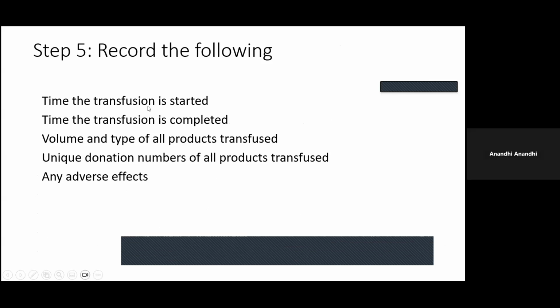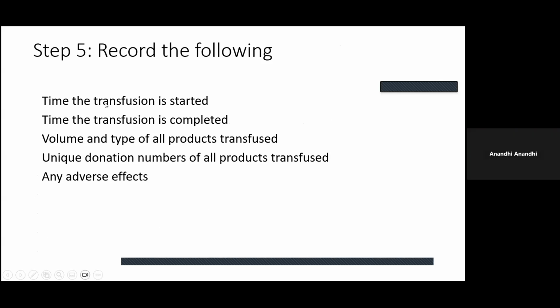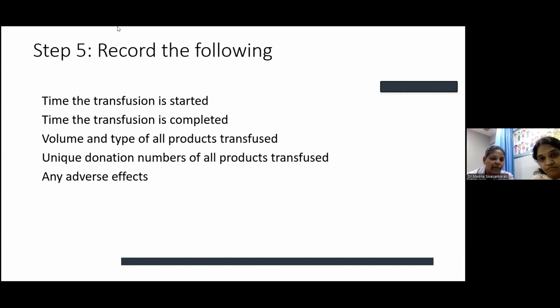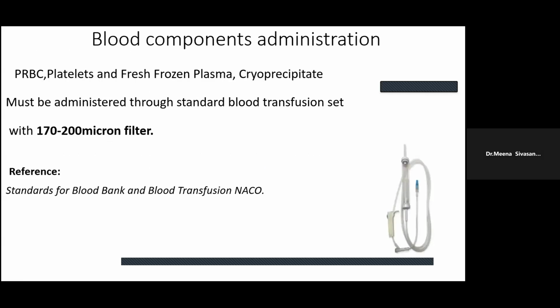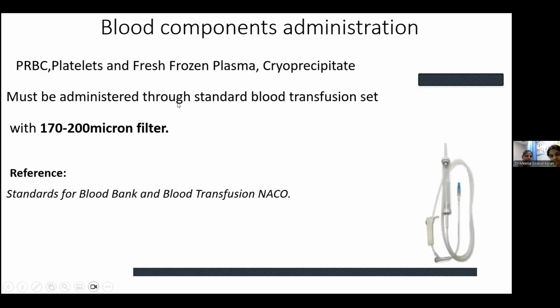Recording is an important aspect while giving blood transfusion, because allergic reactions can occur at any time. So we should monitor the patient's vital signs and record them promptly. Record the time the transfusion is started, the time it is completed, the volume and time of all products transfused, and the unique donation numbers of all products transfused. If any adverse effects occur, we should immediately inform the doctors and activate the emergency system.